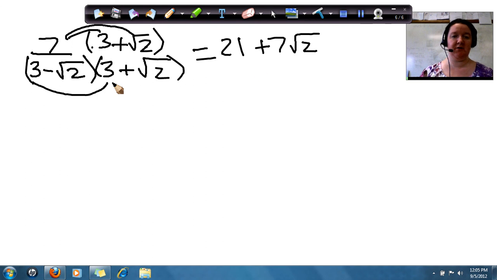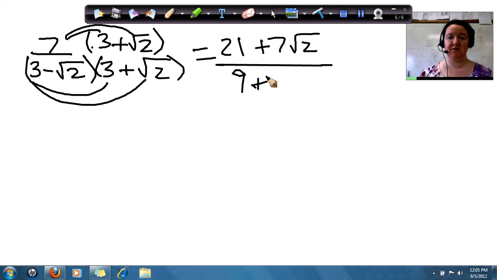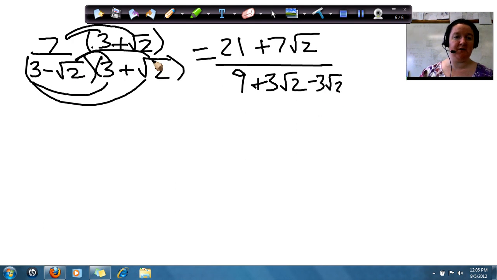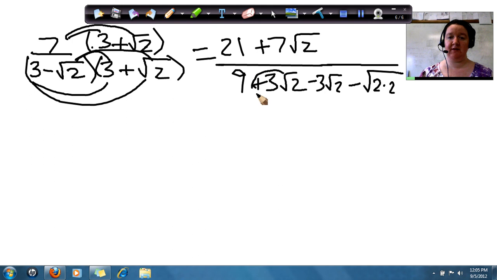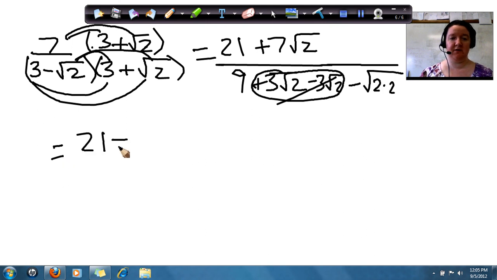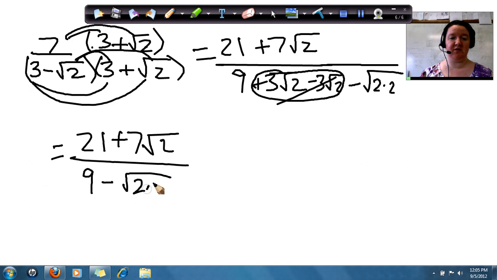Let's multiply out here. We're going to get 9 plus 3 square root of 2. We're going to multiply these parts together. Minus 3 square root of 2. And then multiply this together. Minus square root of 2 times 2. Extend that line. Now remember these parts, because they're positive and negative, cancel out, which is what we're trying to do. So we have 21 plus 7 square root of 2 all over 9 minus 2 times 2.